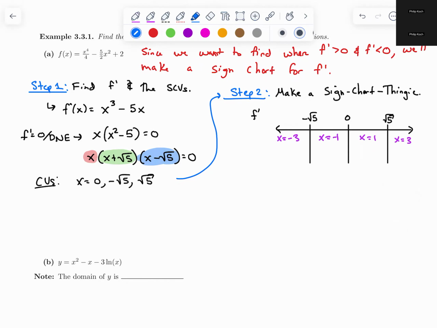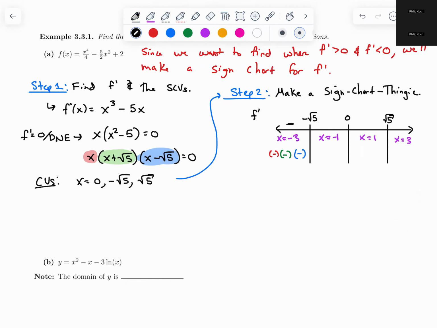So when I plug in negative 3, the x factor in red is going to be negative. The x plus square root of 5: you've got negative 3 plus square root 5. Square root 5 is 2.2-ish, so negative 3 plus 2 point something is going to be negative as well. And then negative 3 minus square root of 5 is of course going to be negative. So all three factors are negative. That's 3 negatives, which is a net negative. So the derivative is negative there.